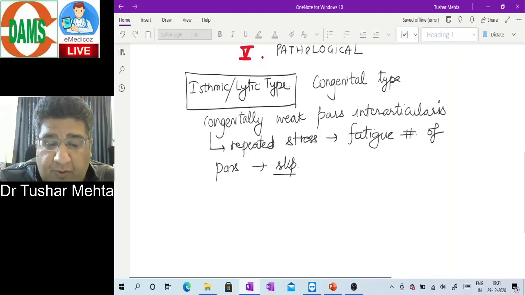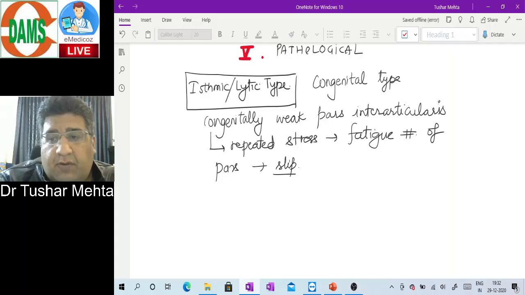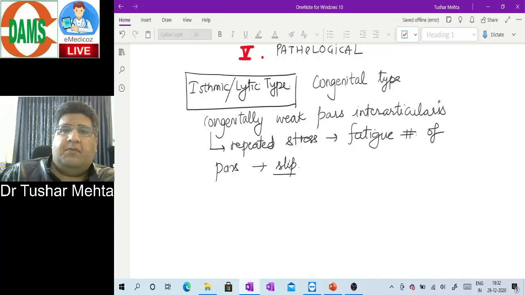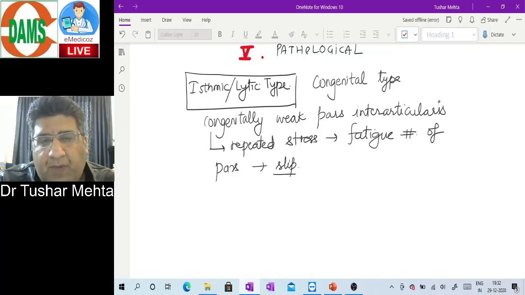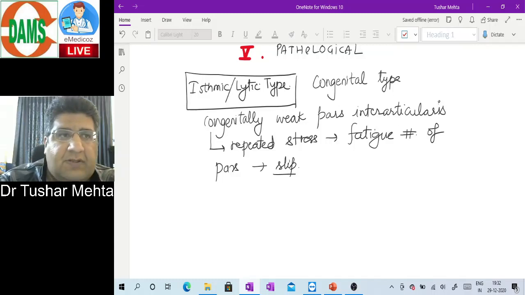I get to see these patients often. They are 20, 21, 22 year old young males, even females. They are in a college, engineering, medical, whatever, and suddenly one day they have a lot of backache. Then they take some medicine, but still they manage with that. Then probably a couple of weeks later, they again develop that deep, dull, aching pain, which is persistent. And one day they say, sir, I'm not able to cope with this, I have to see an orthopedic surgeon. Then they come to us, we get an X-ray done, in which we diagnose that they had a congenitally weak pars. Because of the repeated stress, there's a fatigue fracture of the pars, which is responsible for the slip.